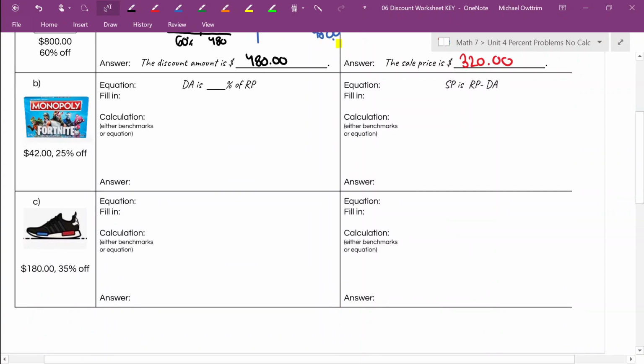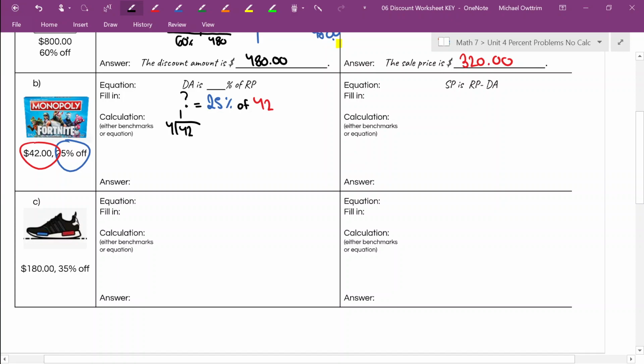In question 2, we have to fill in some information. Our discount amount is some percent of our regular price, and we're trying to find our discount amount. We know that our percent here is 25% off, and that is going to be of our regular price of $42. So we want to find 25% of 42. Our benchmark percents approach says that 25% of 42 is 42 divided by 4. So let's go ahead and divide 42 by 4.